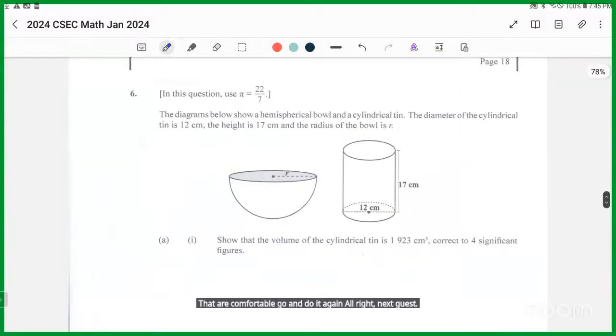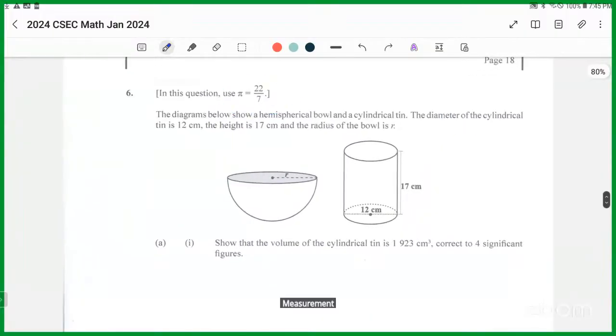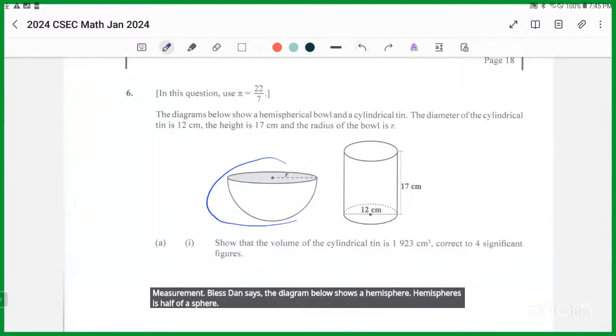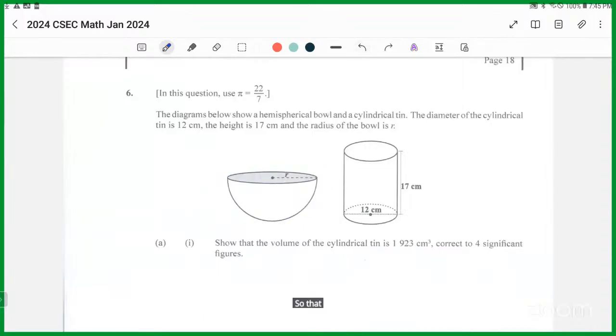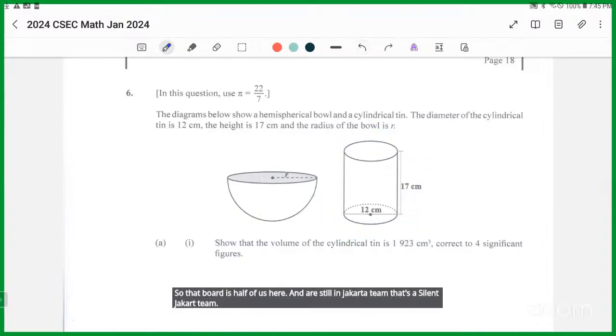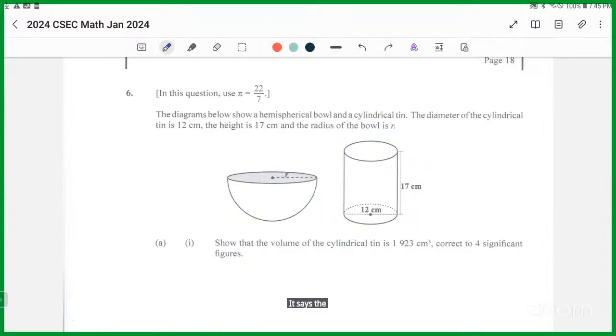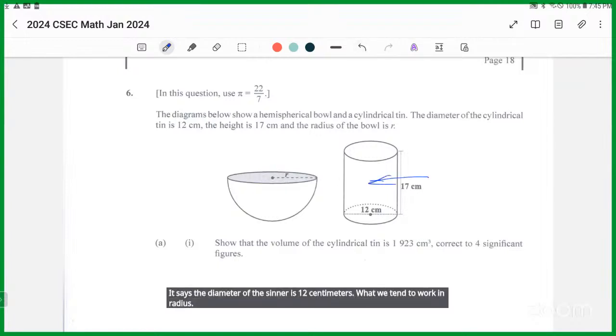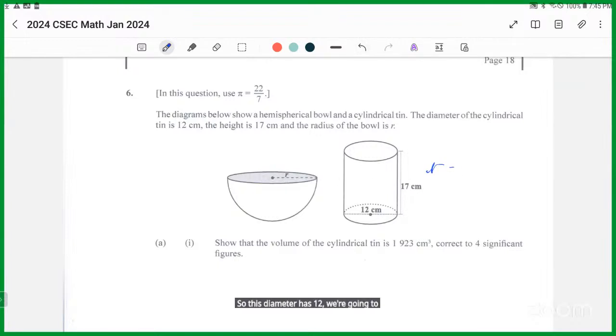Measurement. Once you say pi, you're now going to be doing some circular measures. Question says, the diagram below shows a hemisphere. Hemisphere is just half of a sphere. So that bowl is half of a sphere and a cylindrical tin. That's a cylindrical tin. It says the diameter of the cylindrical tin is 12 centimeters, but we tend to work in radius. So if this diameter is 12, we're going to work with a radius of 6 centimeters.